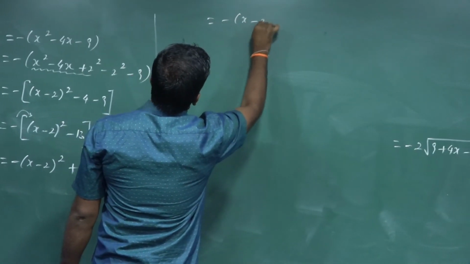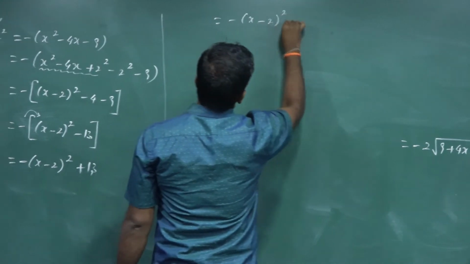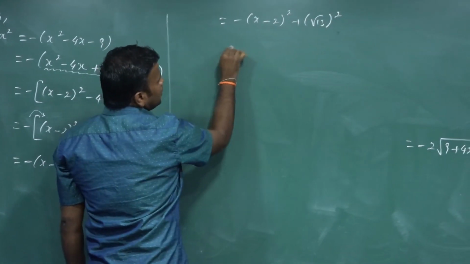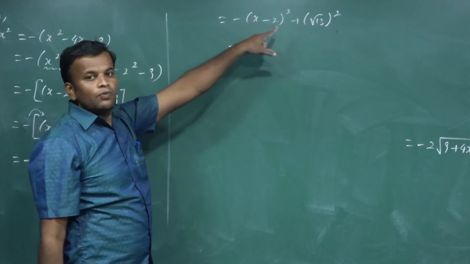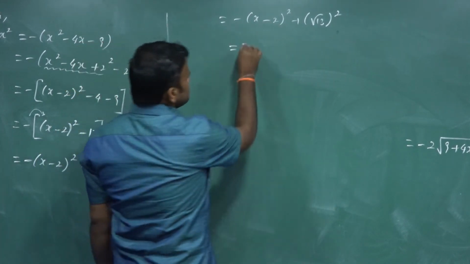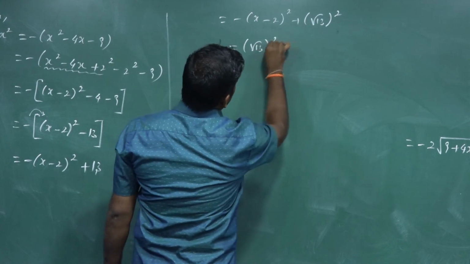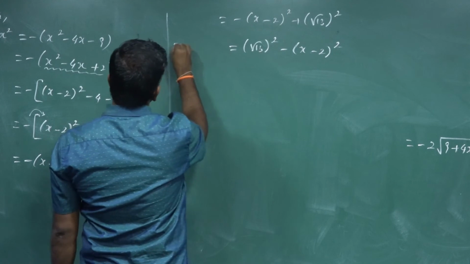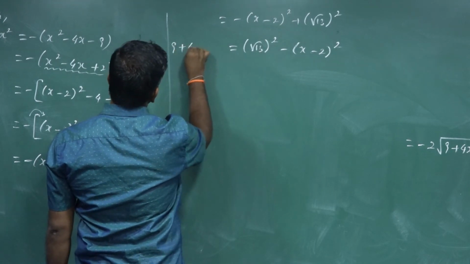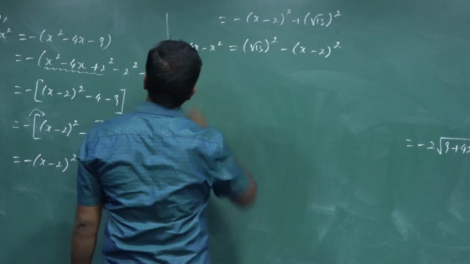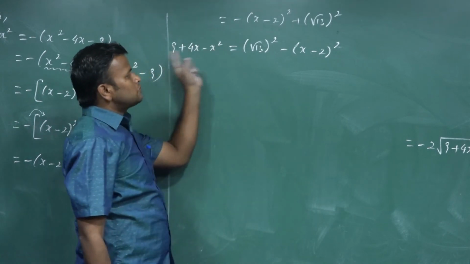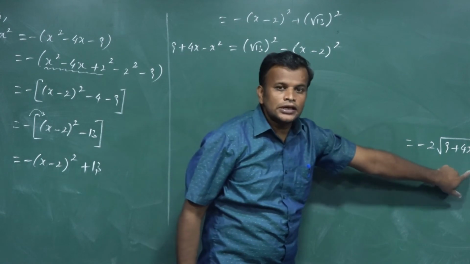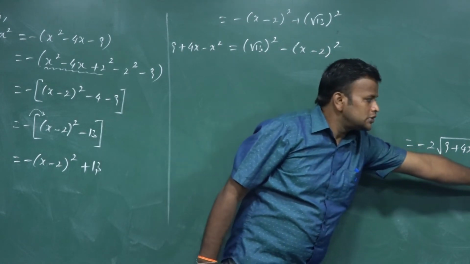So minus of x minus 2 the whole square plus root 13 the whole square. First I write the positive term first. So what is the constant? Root 13 the whole square minus x minus 2 the whole square. So it is the value of 9 plus 4x minus x square. Now we substitute that value in the integration. So that's why I put it as equation 2.